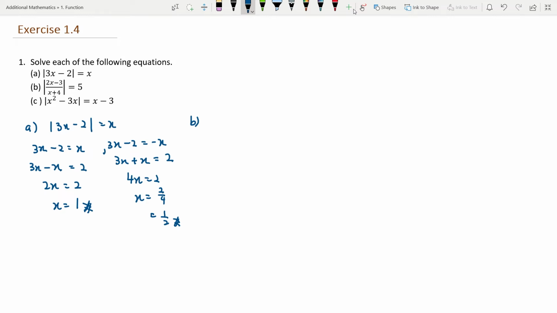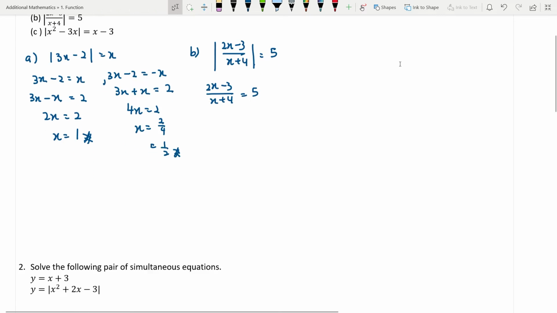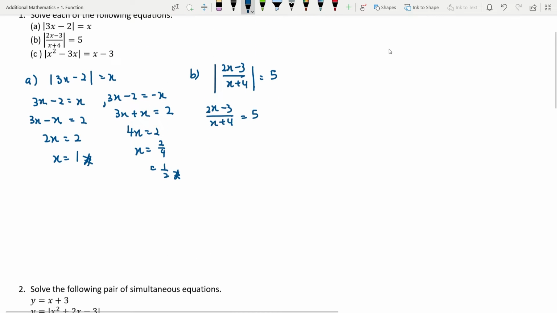B. Modulus 2x minus 3 over x plus 4 is equal to 5. Let's write down the two equations. The first one, 2x minus 3 over x plus 4 equal to 5. And the second one, 2x minus 3 over x plus 4 is equal to negative 5. Let's solve the first one.